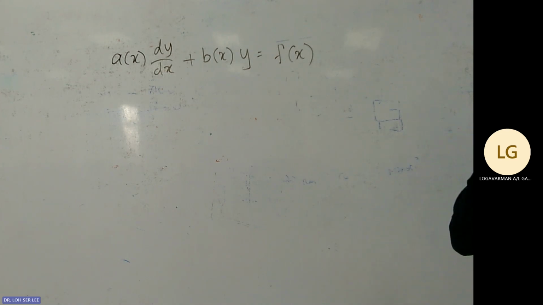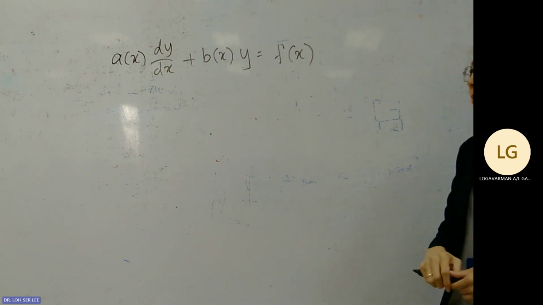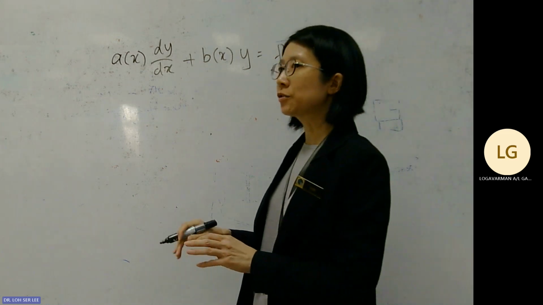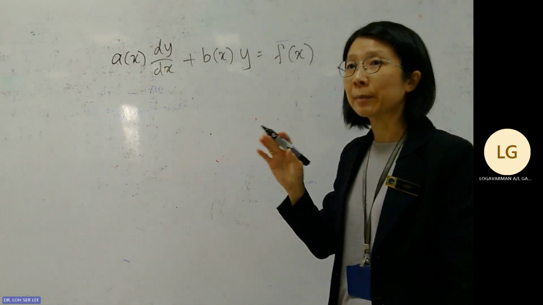So there are two types. In this course you will learn two types of first order differential equation. The first one is separable, and the second one is linear. So we start from the separable. Actually there are more than two types, but in this course we will just look at those two, separable and linear.